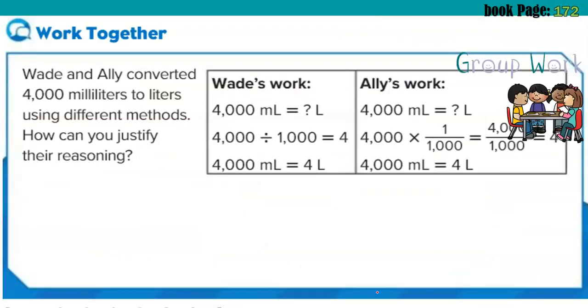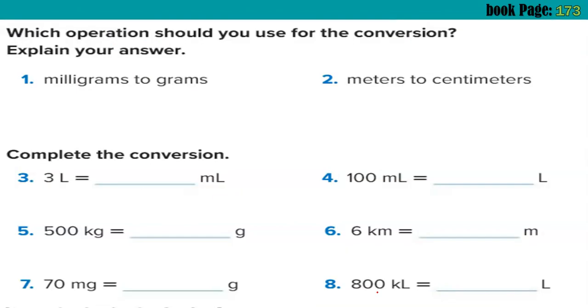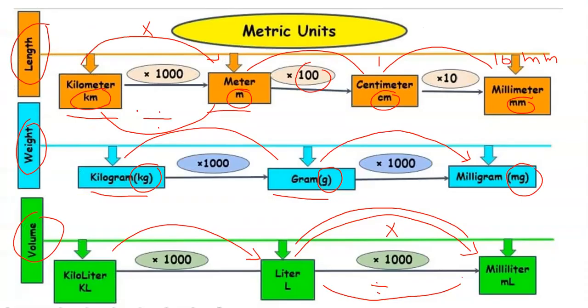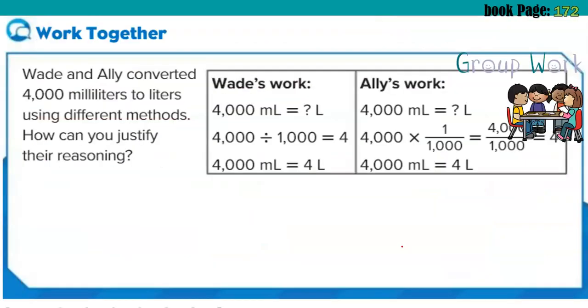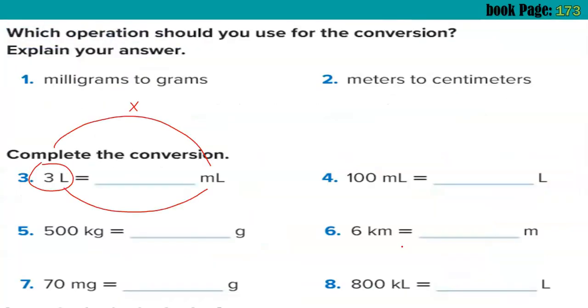I will give you a few examples. Here we need to convert from liter to milliliter. What do you do? Liter is larger than milliliter, so I multiply by what? Go back to the table. From liter to milliliter, I multiply by 1,000. I can write 3 multiplied by 1,000 equals 3,000 milliliter.